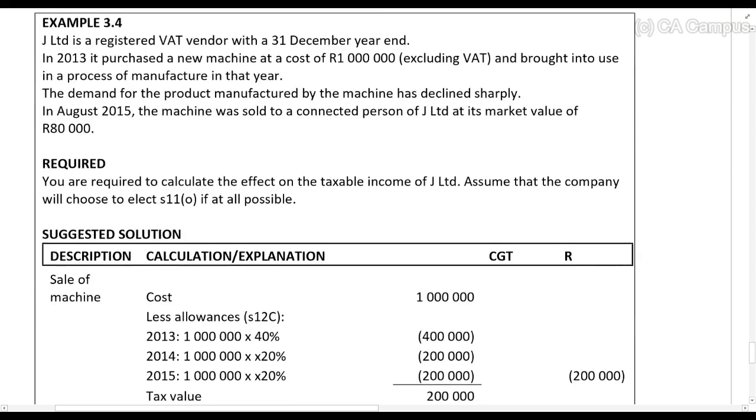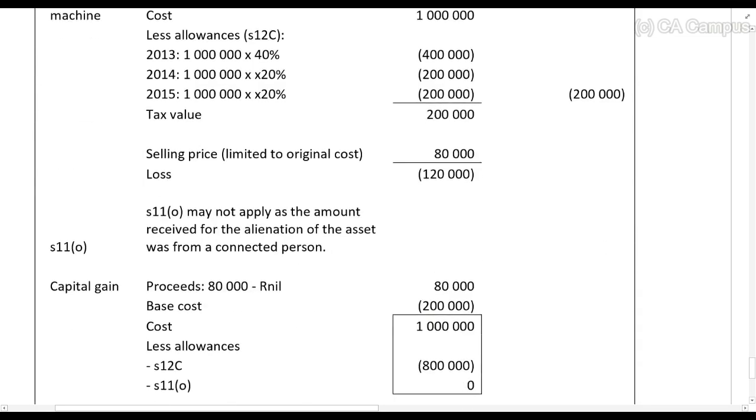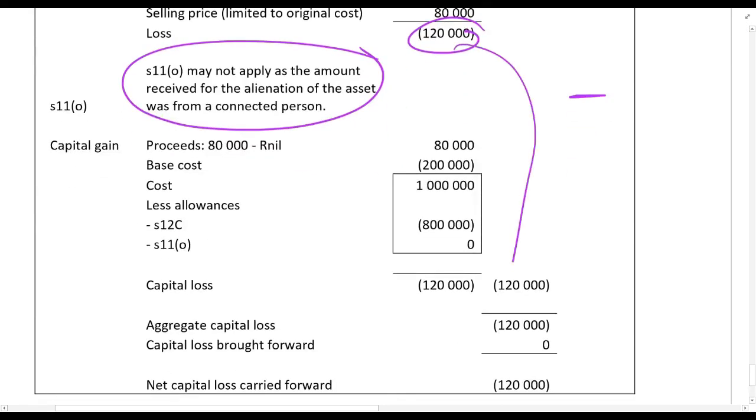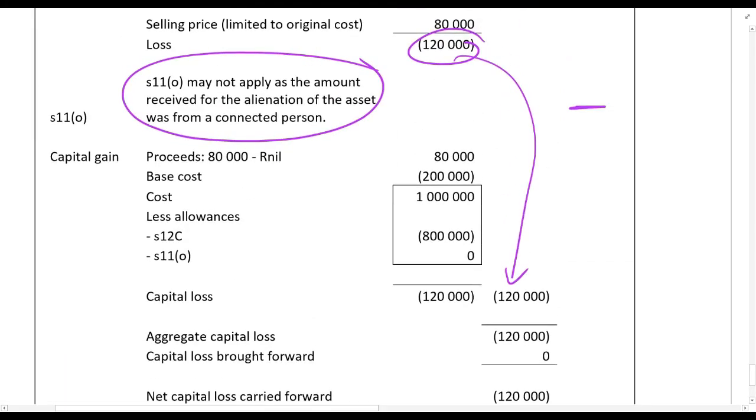Example 4, J Limited is a registered VAT vendor with a 31 December year end, purchased a new machine for 1 million rands, used in the process of manufacture, and then they sold it to a connected person. Right, connected person is the problem, so although you make a loss, because it is to a connected person, you can't claim the loss, and it ends up basically as a capital loss for us. So make sure you guys can understand these examples.